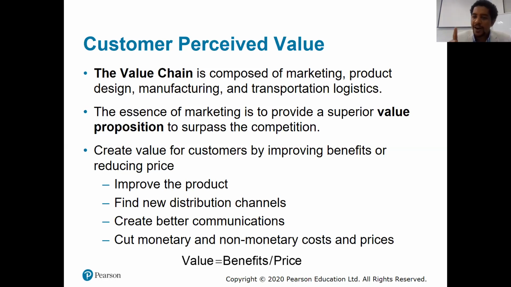The value is equal to the benefits divided by the price. This means as long as the benefit is greater than the price, then your value is good, or you are adding value. The price should not be greater than the benefit. The price could be in terms of money, in terms of time, in terms of effort, but it should be less than the benefit that your product delivers to your customers.